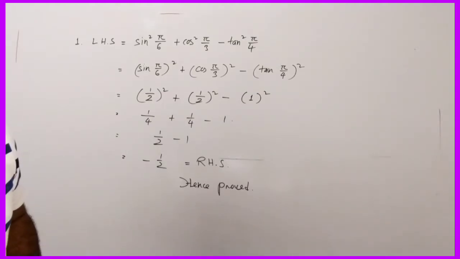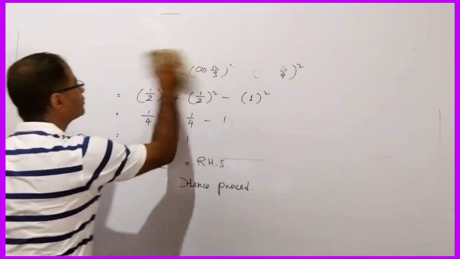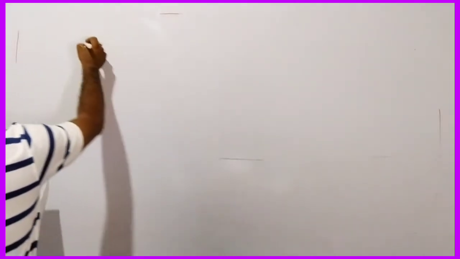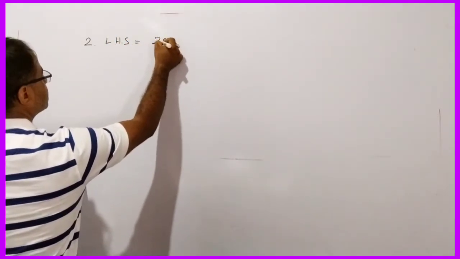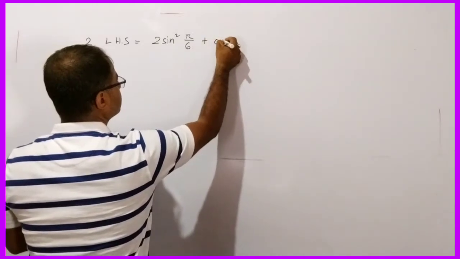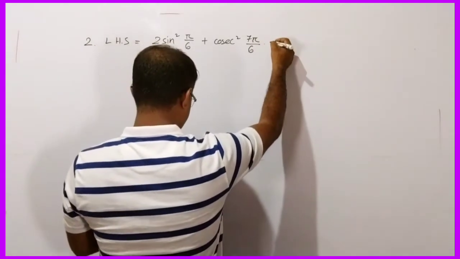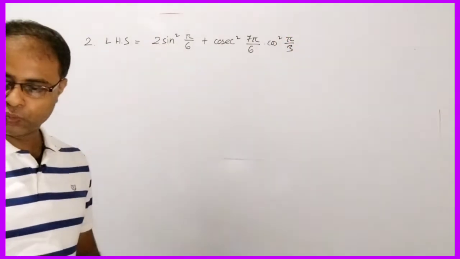Now question number 2. In question number 2, the left hand side is 2 sine square pi by 6 plus cosec square 7 pi by 6 into cos square pi by 3. We have to show the result as 3 by 2.